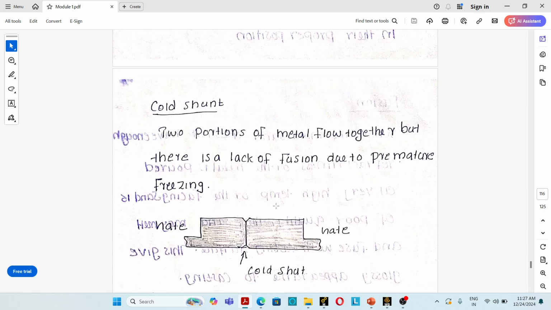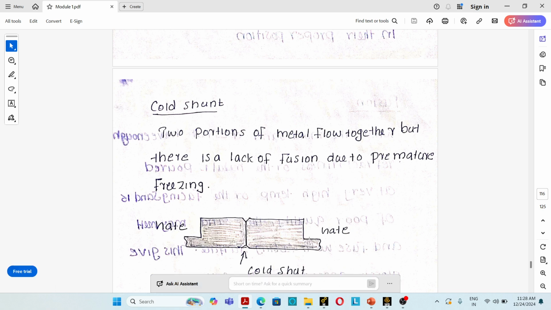Next one is cold shut. See, cold shut means if multiple gates are provided in a mold cavity and molten material flows into the mold cavity through multiple gates, this molten material will contact each other, but they're not fused together. That is known as cold shut. Two portions of metal flow together, but there is a lack of fusion due to premature freezing, low temperature of molten material. That is known as cold shut.